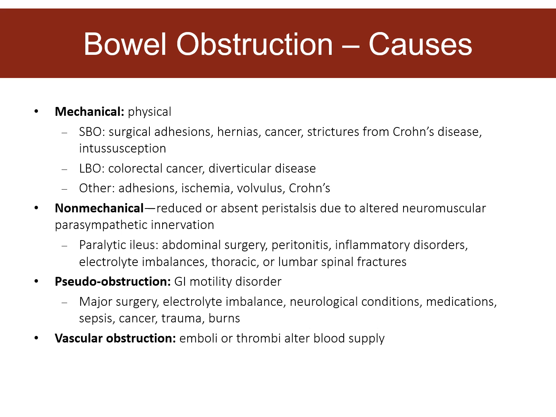This includes paralytic ileus. Okay, so paralytic ileus can be a result of a major trauma, abdominal surgery, peritonitis, electrolyte imbalances can cause paralytic ileus. So a lot of things can cause the GI system just to kind of stop. Then we have pseudo obstruction. So this is a GI motility disorder, again, very similar to non-mechanical. This includes burns, trauma, cancer, so they kind of overlap. Okay, and then vascular obstruction. So this is when an emboli or thrombi alter the blood supply. So with these, you don't need to remember them, just know they exist, and bowel obstructions are bad.